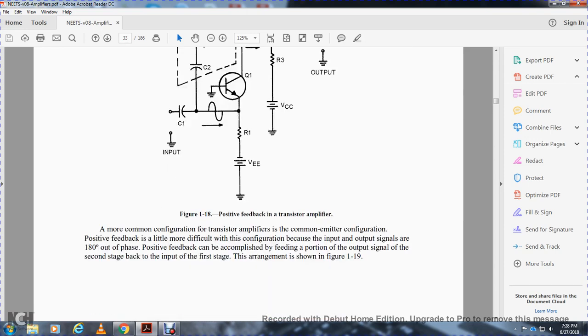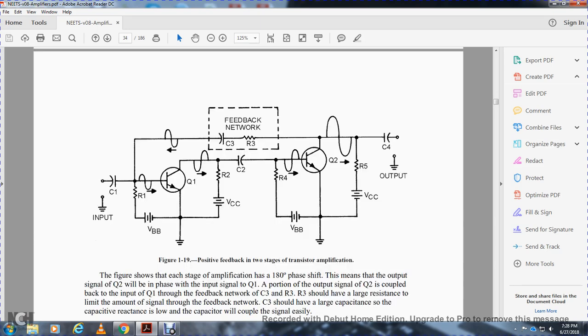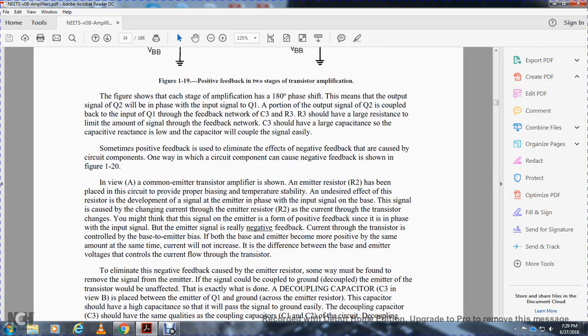Alright, a more common configuration is the transistor amplifier in common emitter configuration. Positive feedback is a little different with this configuration because the input and output signals are 180 degrees out of phase. Positive feedback can be accomplished by feeding a portion of the output signal of the second stage back into the input of the first stage. The arrangement is shown in figure 119, which shows positive feedback in a two stage transistor amplifier, with input capacitor C1, voltages VB and VCC, resistors R1 through R6, and the feedback network.